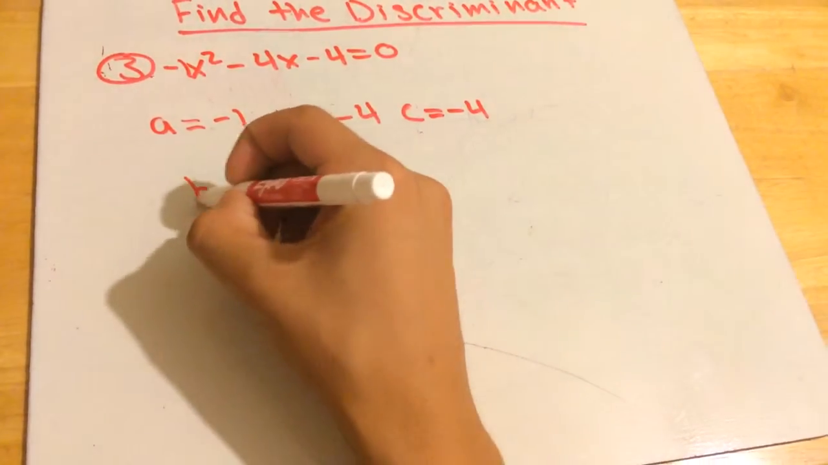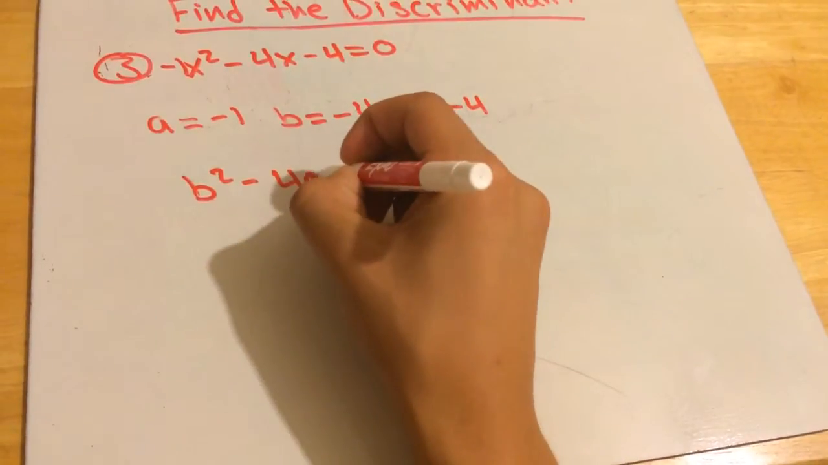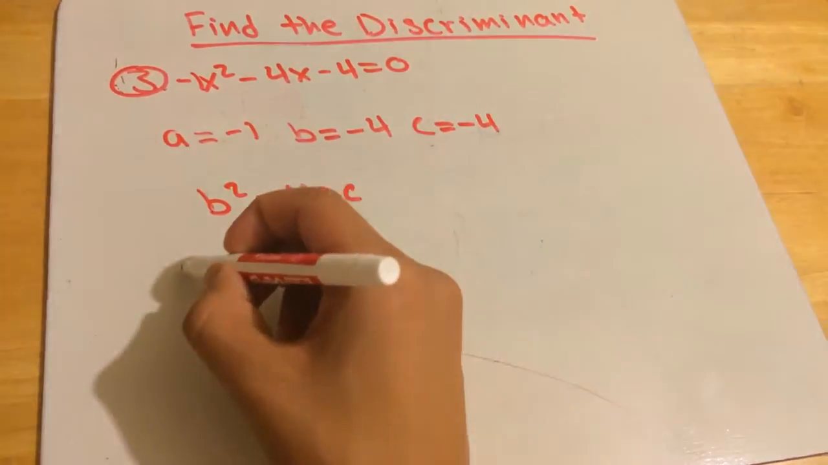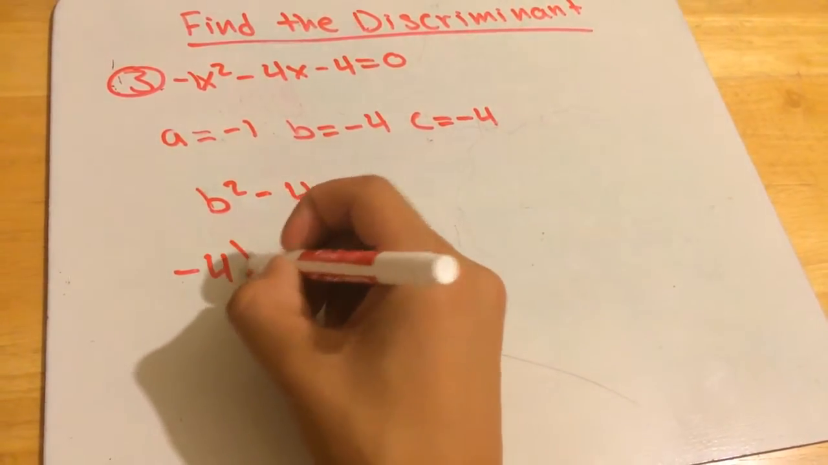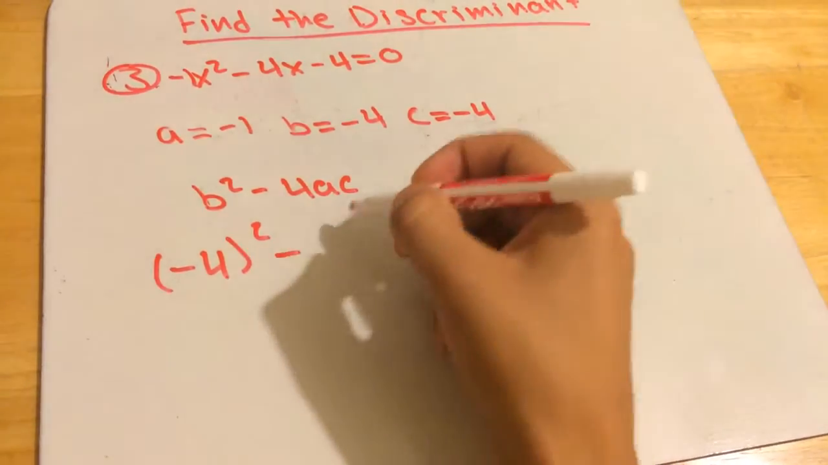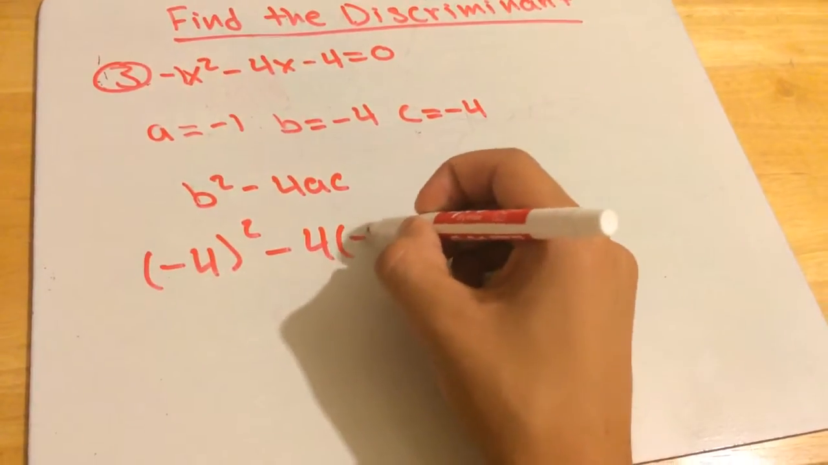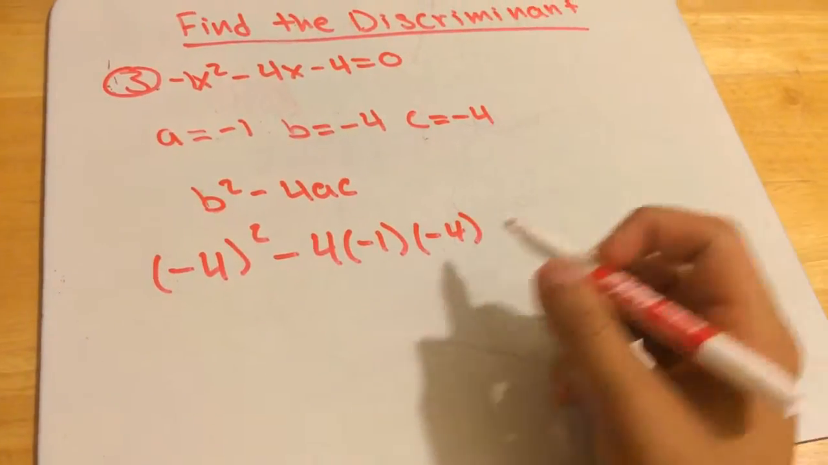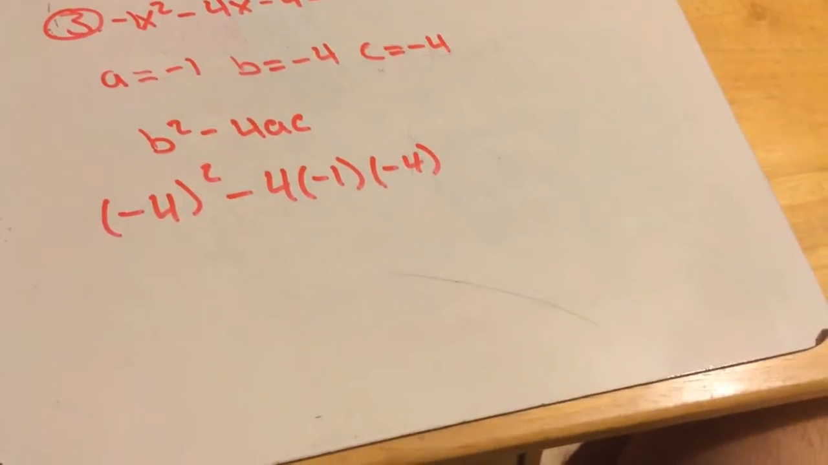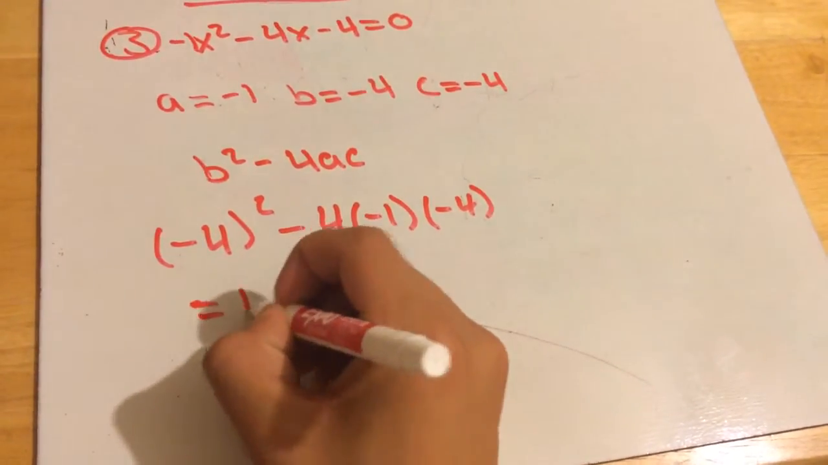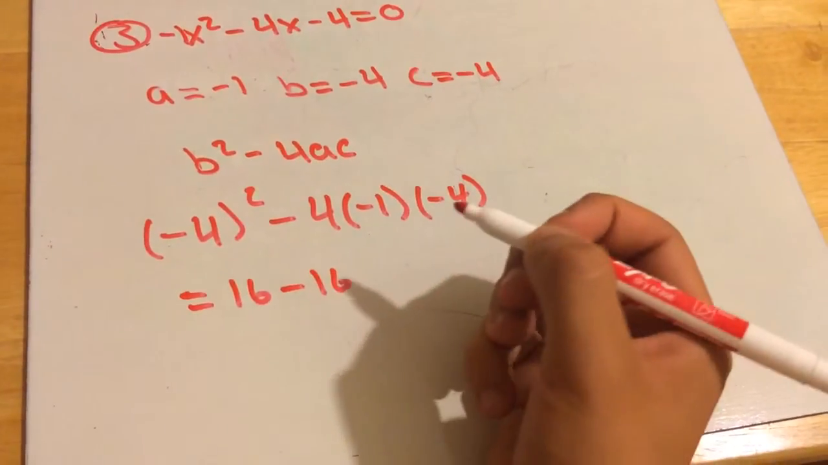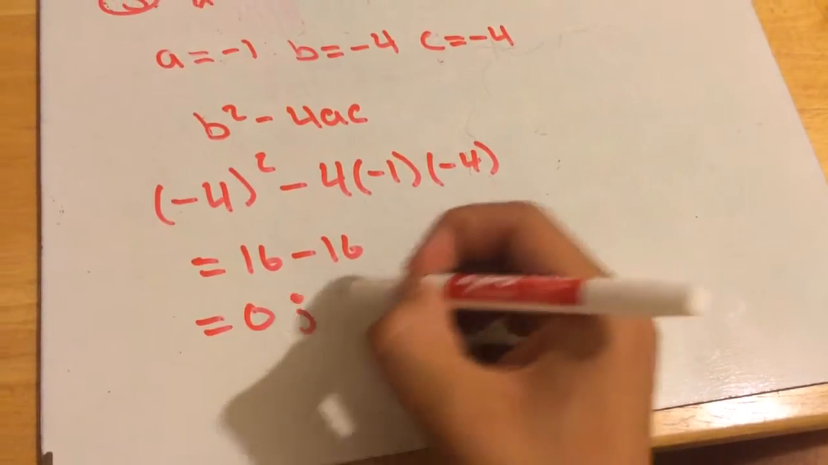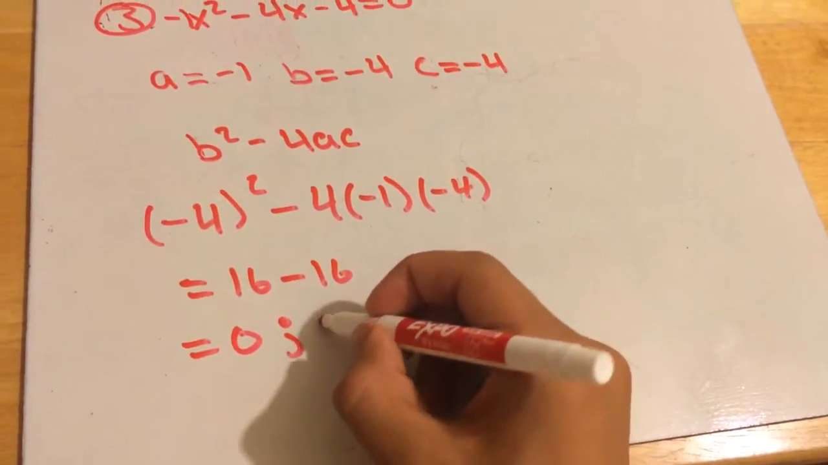So the formula is b squared minus 4ac, and then you plug in the numbers, which is going to be negative 4, this should be in parentheses, squared minus 4 parentheses negative 1 parentheses negative 4. So then when you solve it, it's going to be 16 minus 16, and then that equals 0. So when it equals 0, that means it has just one solution.